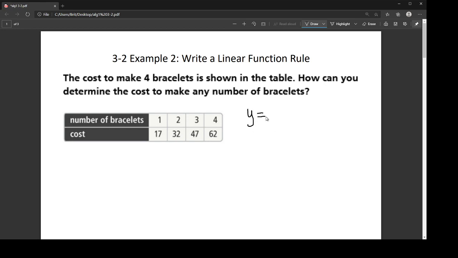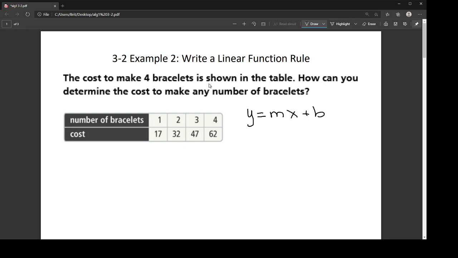Most of the time, we're going to be using the slope-intercept form because often we care about that y-intercept. I could also use the point-slope rule. That's also okay. So in this case, I want to go about finding my slope and my y-intercept.